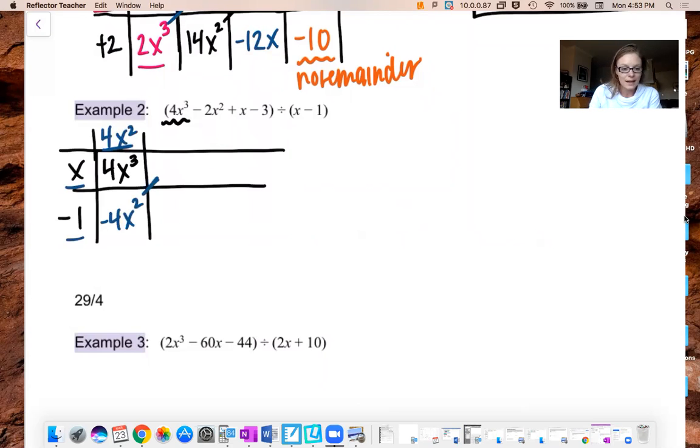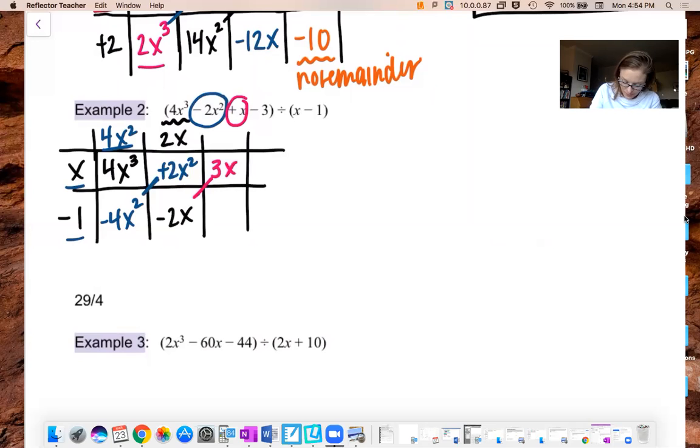Then I think about my diagonal. Okay, so I need this to be a negative 2x squared at the end of it. So I can add a positive 2x squared to this one. That means this top box up here has to be 2x. This has to be a negative 2x. And then diagonals here, I need that to be a positive x when I add those together. So what can I add to negative 2x to be a positive x? That could be a 3x.